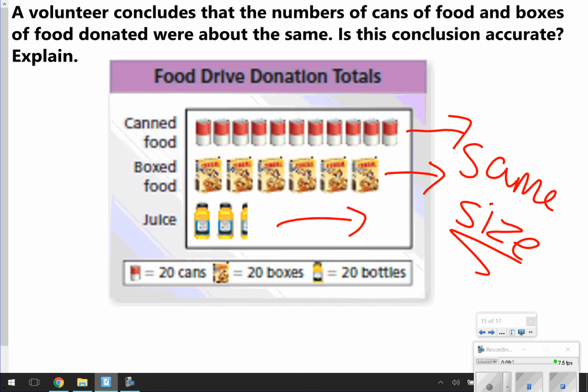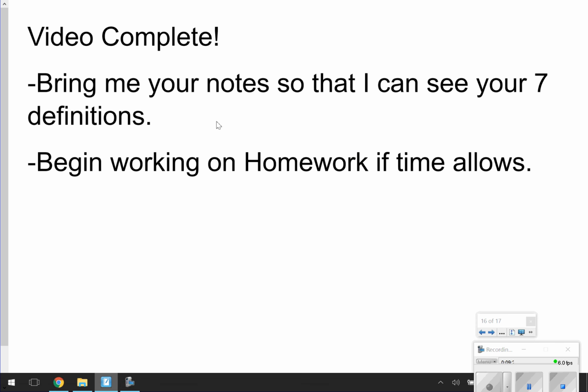We'll talk more about this tomorrow in your notes. This is going to conclude our video. Remember, you needed to have your 7 definitions written down of all those different data displays. Once you show me that you have all your definitions written, I'll go ahead and hand you your homework so you can start on that if time's left over in class.